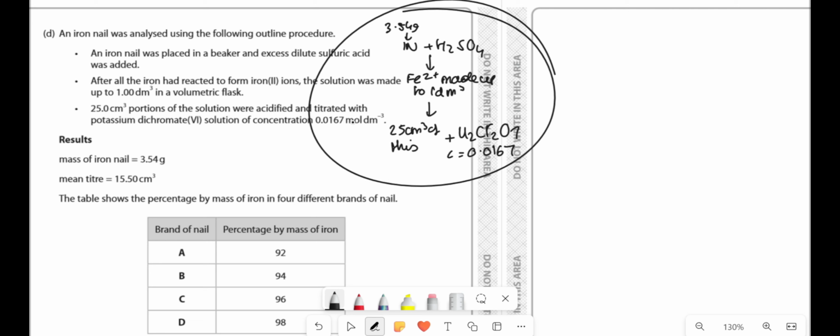Now they've told us the mass of the iron nail was 3.54 grams. So the very first start, we know the mass of this iron nail is 3.54 grams. The mean titer was this. So where does this tie into this whole thing? Make sure you make sense of this. The volume of the K2Cr2O7, because that's what we were using to titrate, was 15.50. The reason this is important is because it's reading comprehension, so there's lots and lots of steps you take.